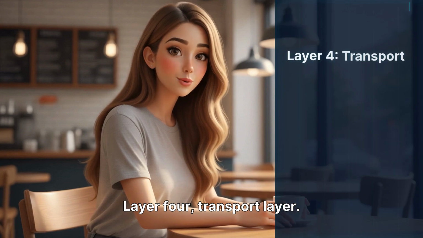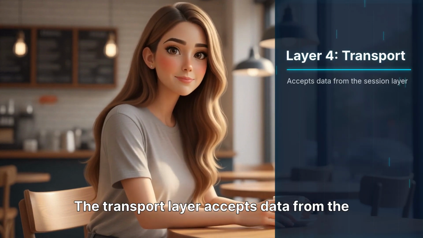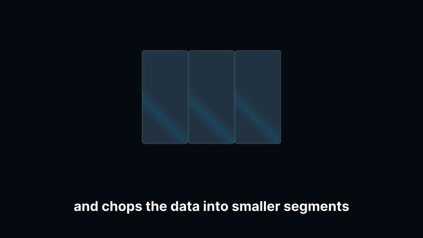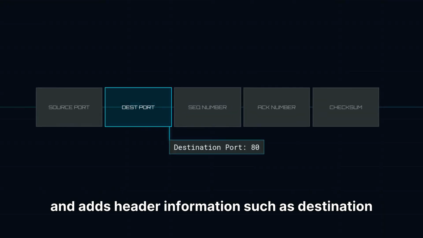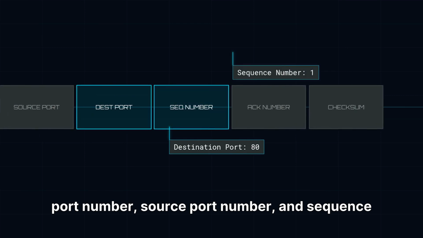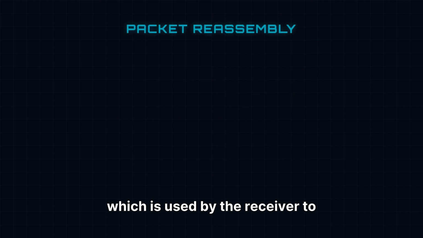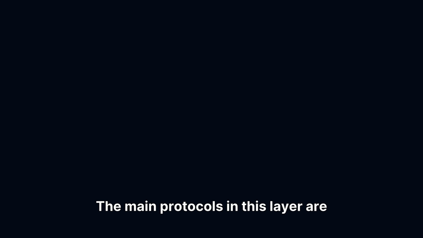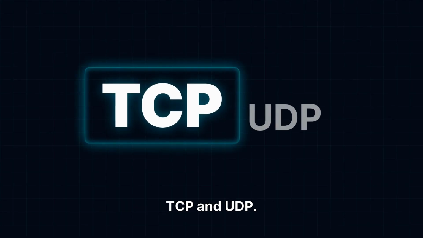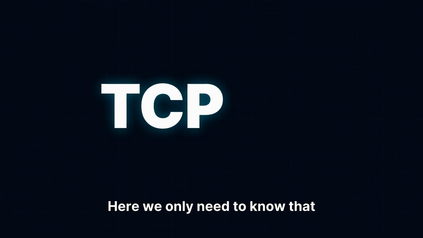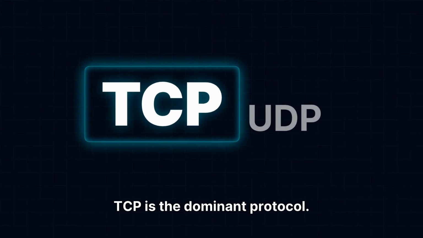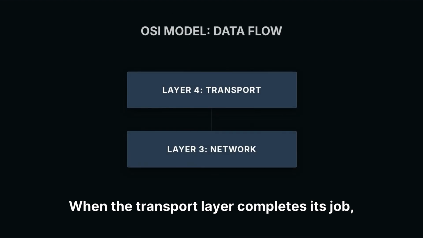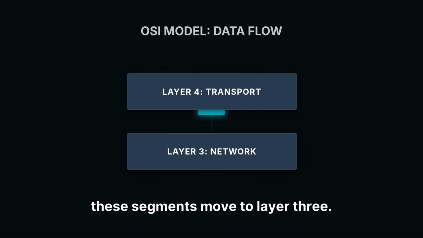Layer 4, transport layer. The transport layer accepts data from the session layer and chops the data into smaller segments, and adds header information such as destination port number, source port number, and sequence number, which is used by the receiver to put the segments back in order and assemble them. The main protocols in this layer are TCP and UDP. Here we only need to know that TCP is the dominant protocol. When the transport layer completes its job, these segments move to layer 3.